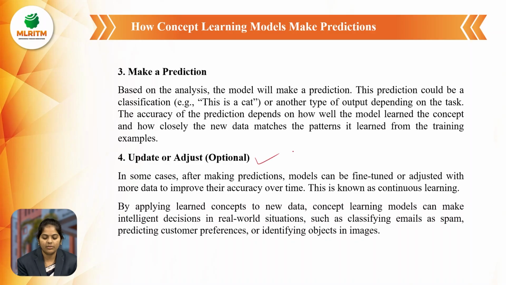And the next will be update or adjust. This is an optional step. In some cases, after making the prediction, the model can be fine-tuned or adjusted with more data to improve accuracy over time. This is known as continuous learning. When we have trained with some particular data and new data is getting added to the training data, at that time we need to use this step called update or adjust.